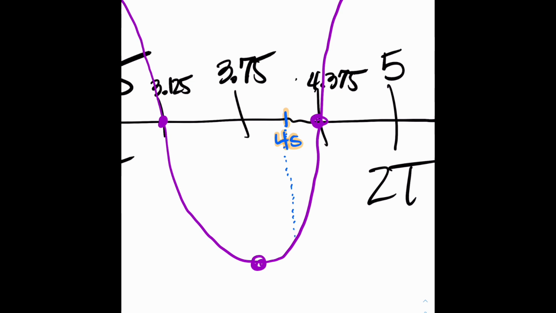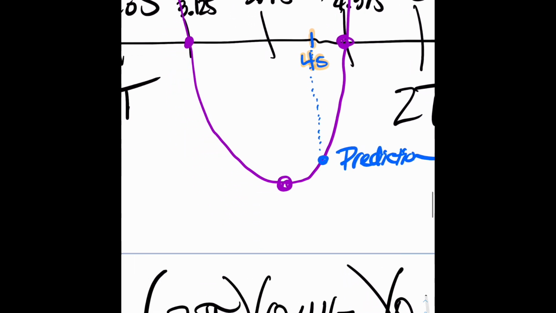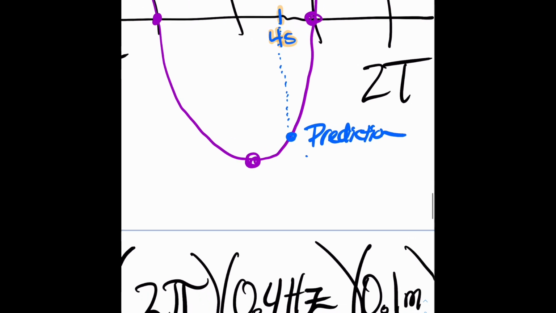If we follow it down, we can see that its position is negative because it's below 0. So we're predicting a negative position.